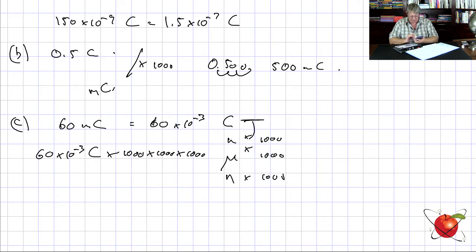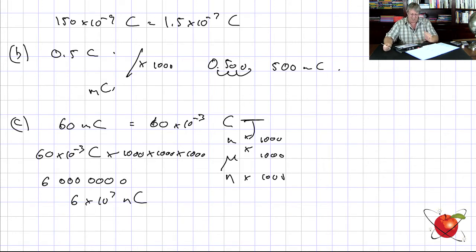60 times 10 to the minus 3, times 1,000 times 1,000 times 1,000 is equal to, and this is what it gives me, 6, then let me just count, 1, 2, 3, 4, 5, 6, 7 zeros. Which means if I put that into scientific notation, it becomes 6 times 10 to the 7 nanocoulombs. And therefore the next one is 0.05 nanocoulombs.